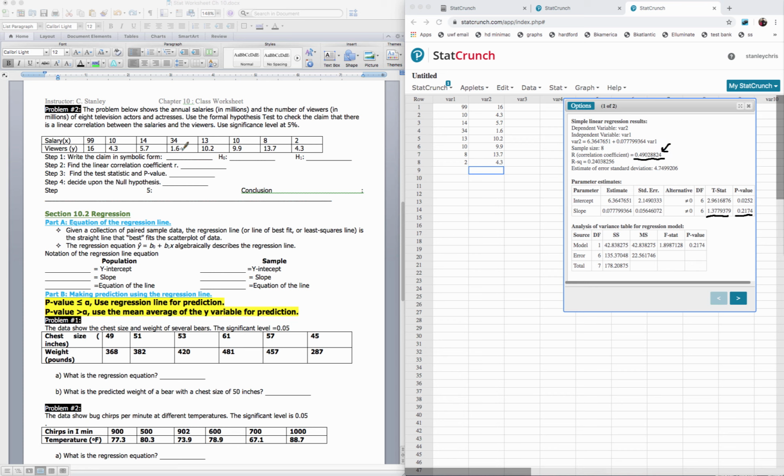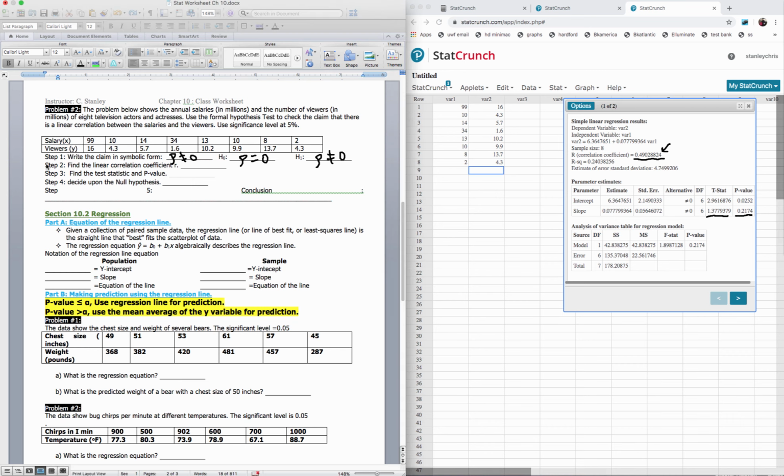Okay, so test the claim that there is a linear correlation. So the test that there's a linear correlation, that's going to be here. If there's a linear correlation, then the rho would not be equal to 0, and this rho would be equal to 0. This means there is an association. This means there's no association. So the claim is actually that there's no association. Okay, find the linear correlation.